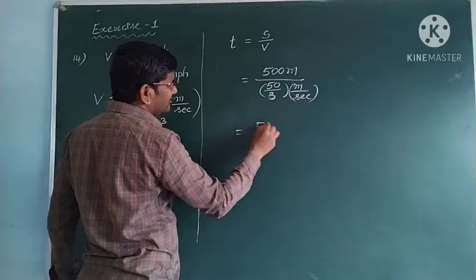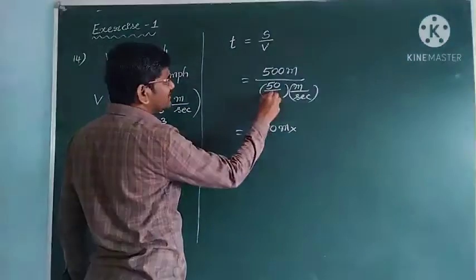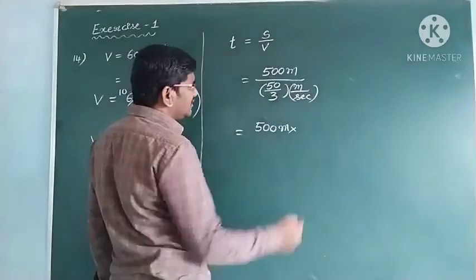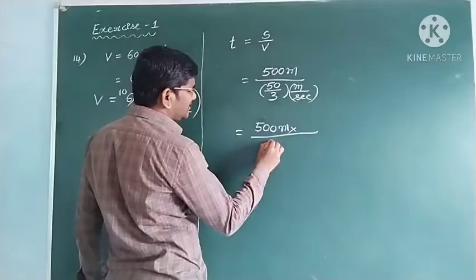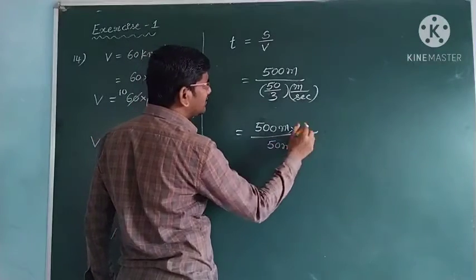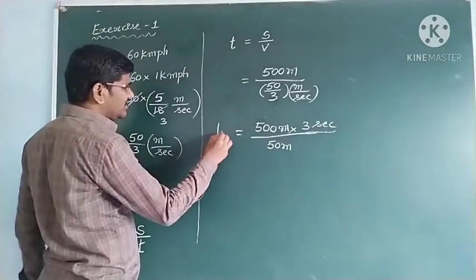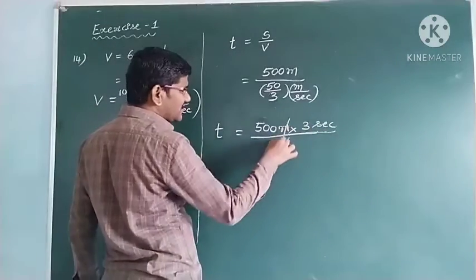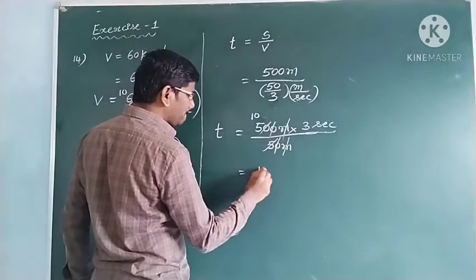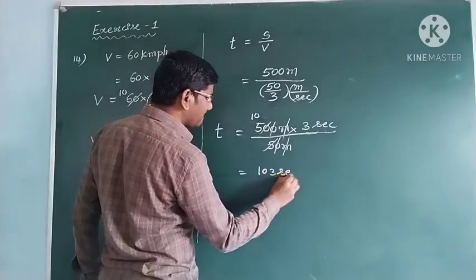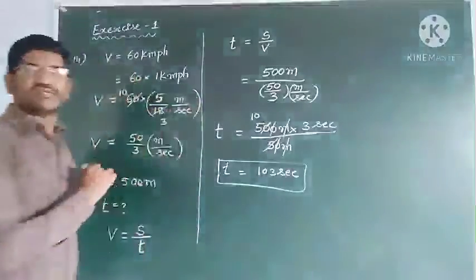Then 500 meters, and reciprocal of this. Denominator you have 50 meters and this goes to numerator, 3 seconds. Okay, that is the time t. Then this meter gets cancelled, 0 0 gets cancelled, 5 times are 10 into 3, 30 seconds is the time. So this is the answer, students. Okay.